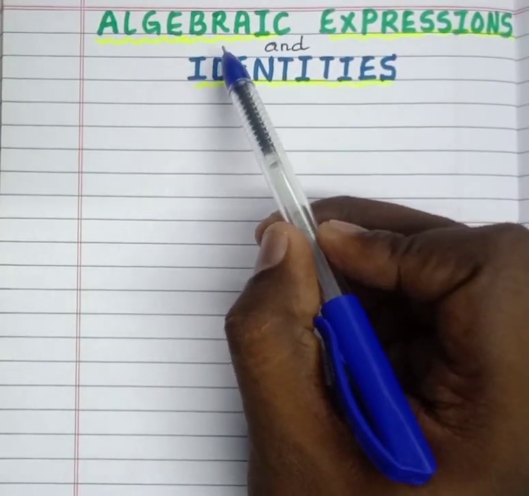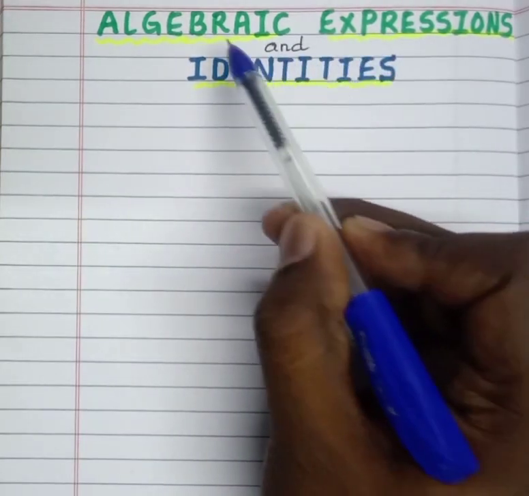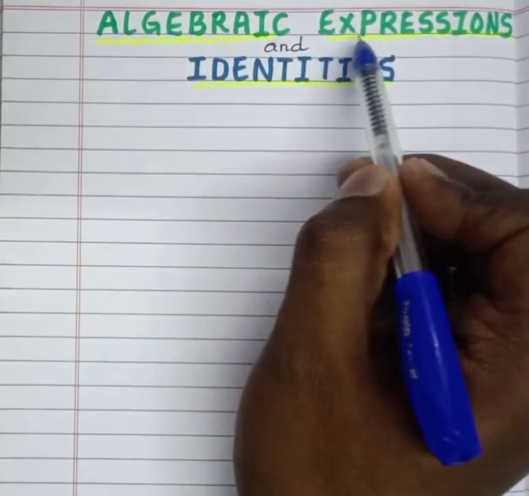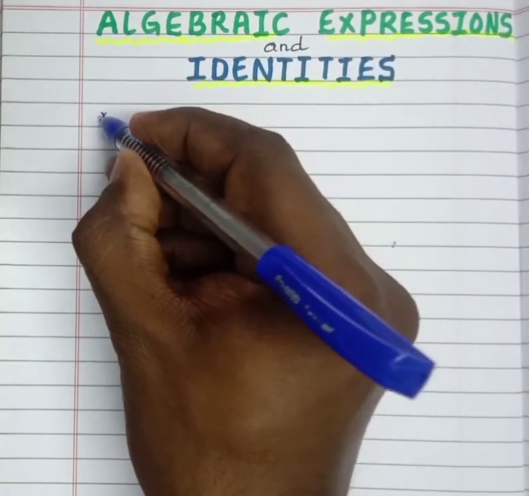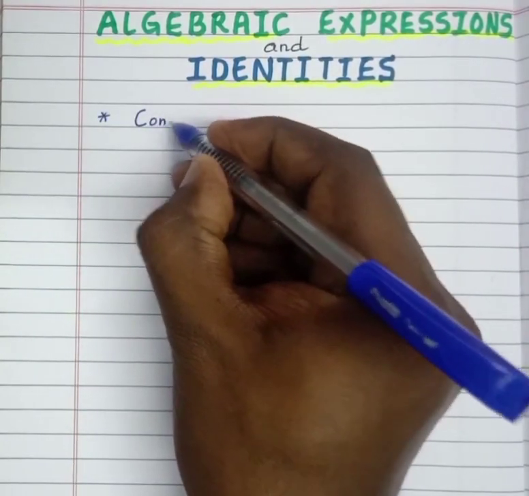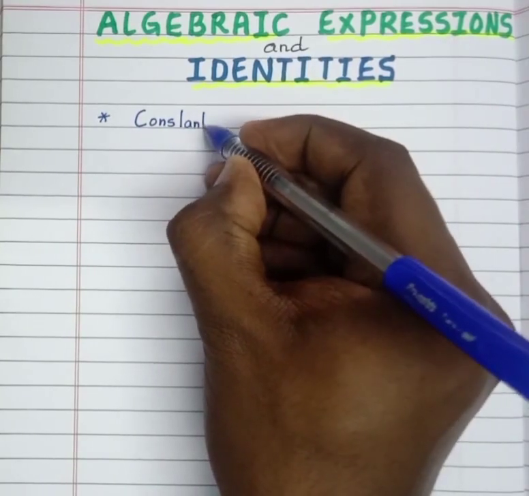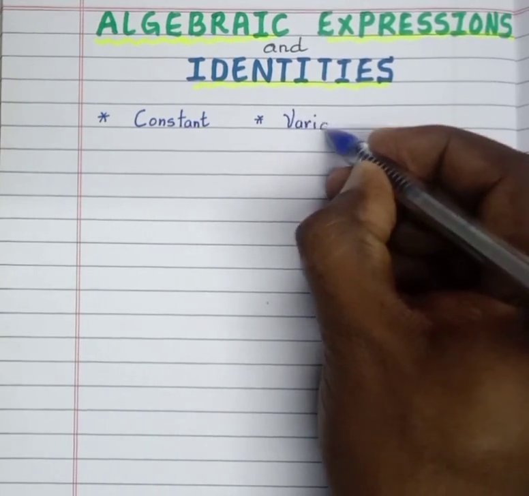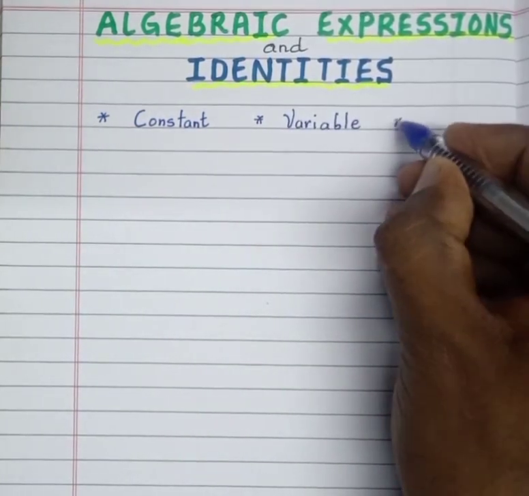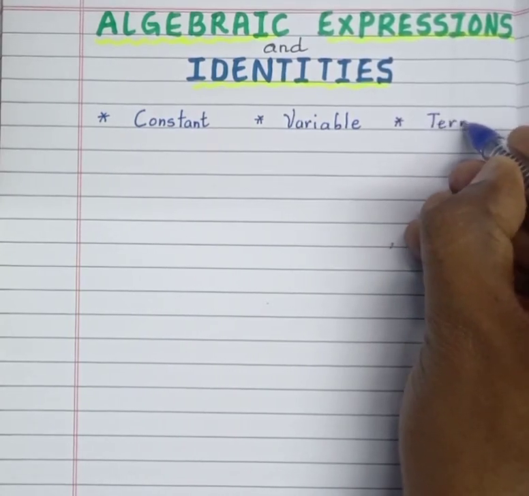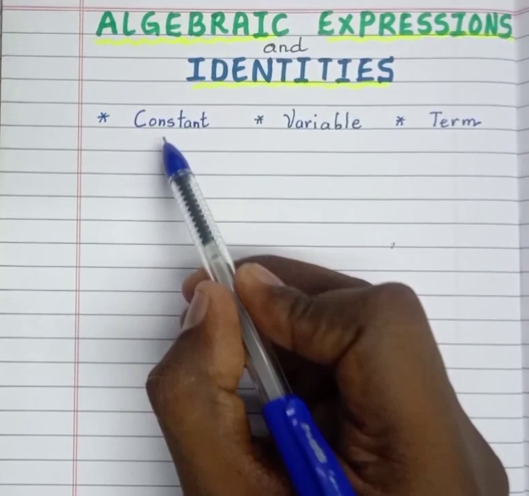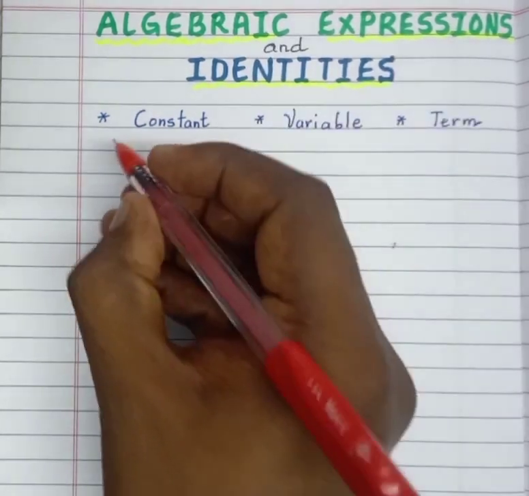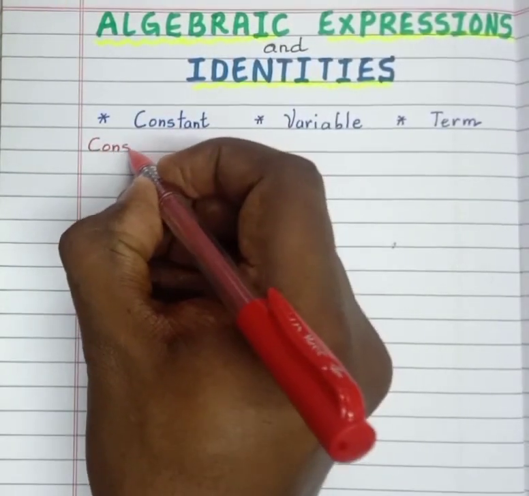We start with the important unit, algebraic expressions and identities. Before we understand what you mean by algebraic expression, we should know about constant, then variable, then term. We should know about three important terms: constant, variable and term. Now we shall understand the terminologies constant, variable and term by taking examples.